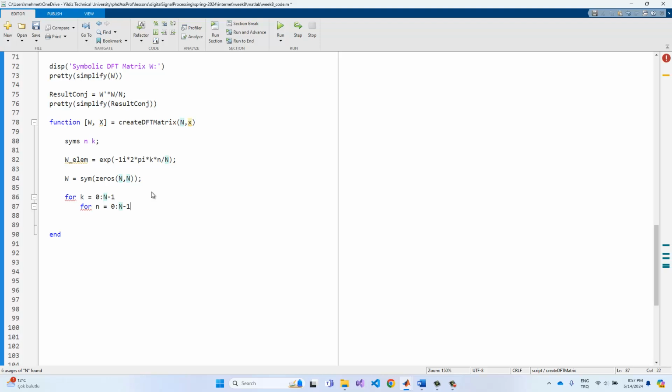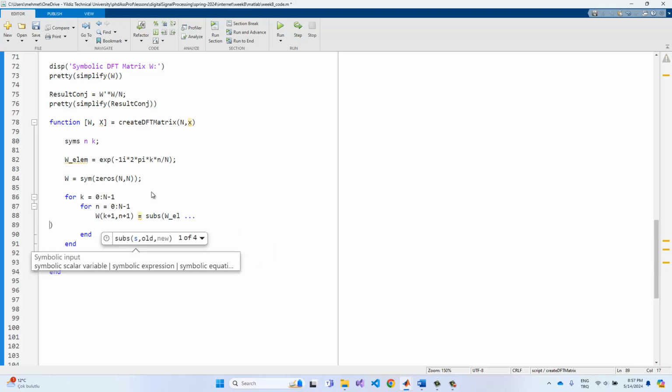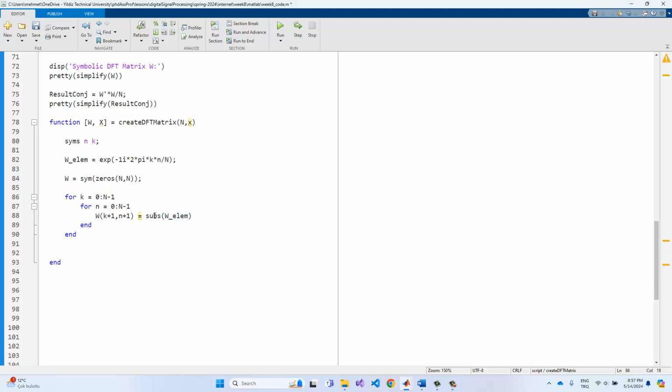Then W(k plus 1, n plus 1) should be assigned with the substitution of the W LM. This function should be given here. We can populate the whole matrix based on this information, because we define N and K here, and this k and n are updated at each element of these terms. And X, the output of the DFT matrix, is W times X divided by N, which should be given here.